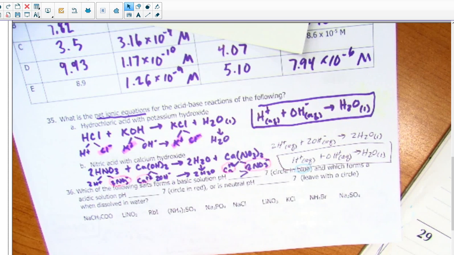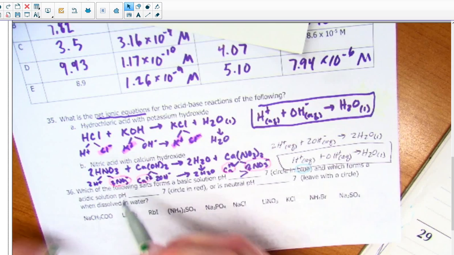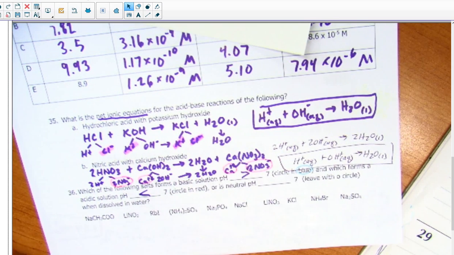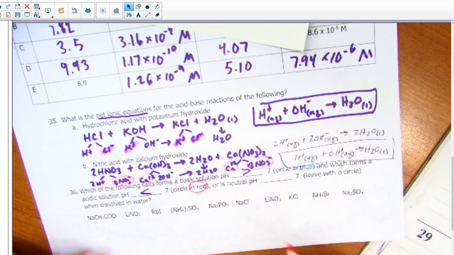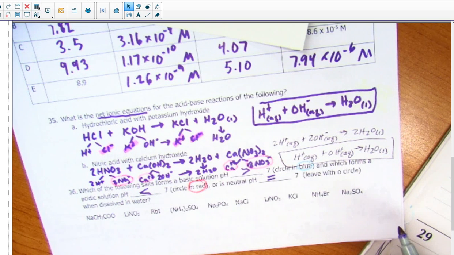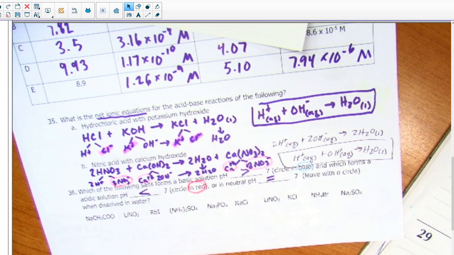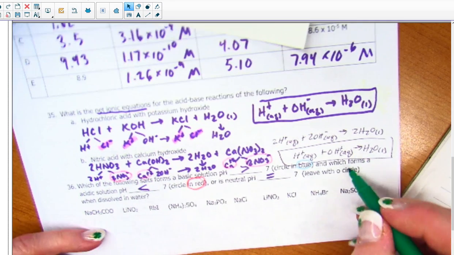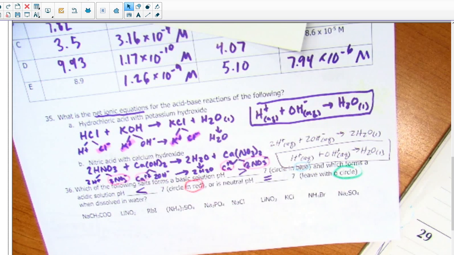Okay, and which ones are going to be acidic, which means less than 7? Circle in red. We have a red pencil here, and those that are equal to 7, we'll use an orange circle. How's that? Or maybe a green. We'll use a green. Alright, so we've got blue, green, and red.